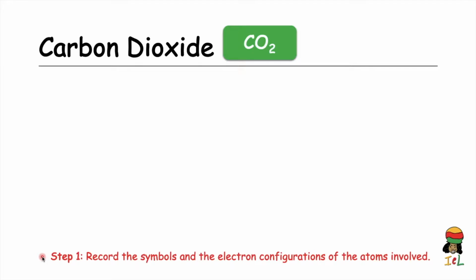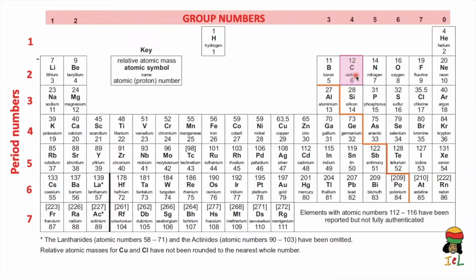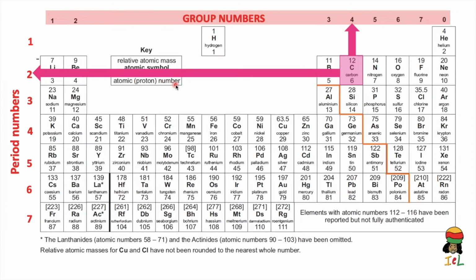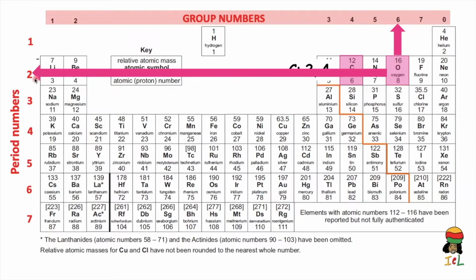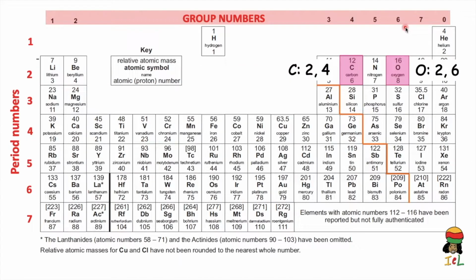We will take a quick look at the periodic table to get this information. Carbon, symbol C, is found in period 2, has 2 shells. First shell carrying a maximum of 2 electrons, the second shell carrying 4 electrons because carbon is in group 4. Therefore, the electron configuration for carbon is 2,4. Oxygen, symbol O, found in period 2, meaning it also has 2 shells. The first shell having its maximum of 2 electrons. The second shell, which is the last shell, has 6 electrons. Therefore, the electron configuration for oxygen is 2,6.